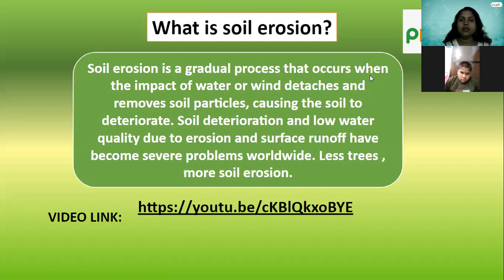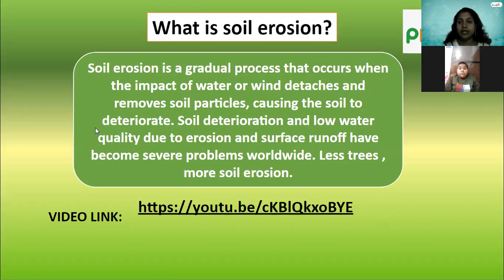So what is soil erosion? Soil erosion is a gradual process that occurs when the impact of water or wind detaches and removes the soil particles, causing the soil to be destroyed. That means, as we know, the tree is holding the soil very tightly. If heavy wind is there, soil erosion is also reduced. Yes or no? Then what happens in a flood also?